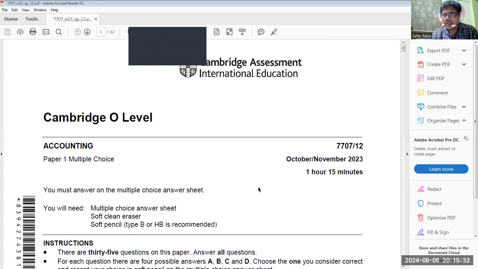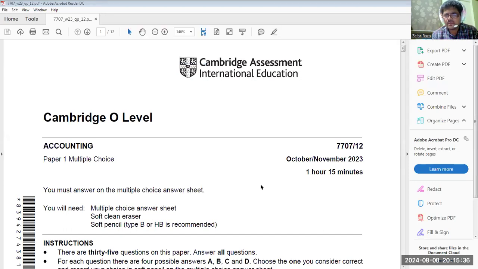So here is your paper. See, November 2023, paper 12, O levels, 7707. Okay.